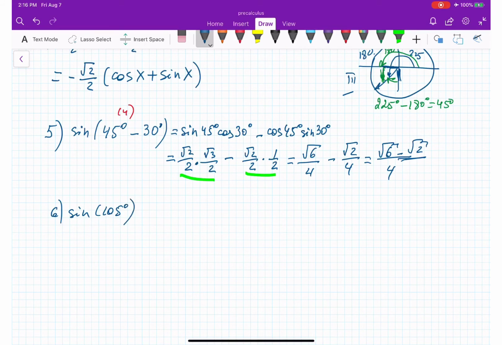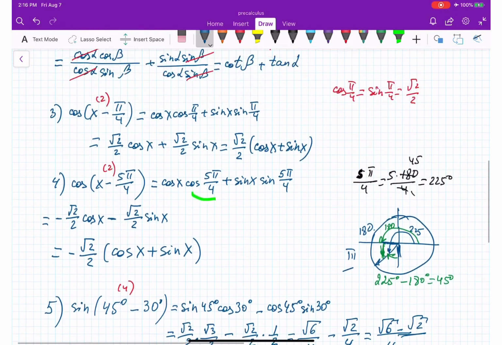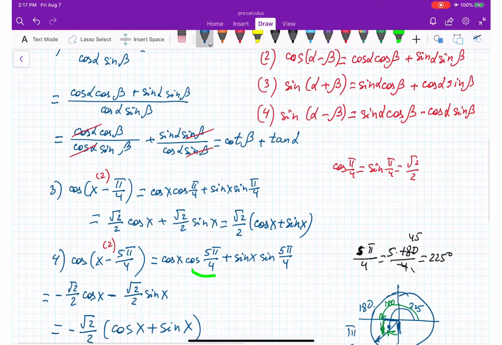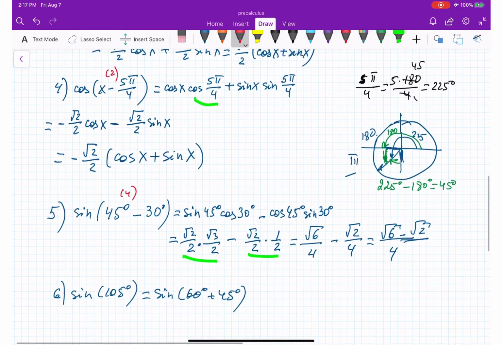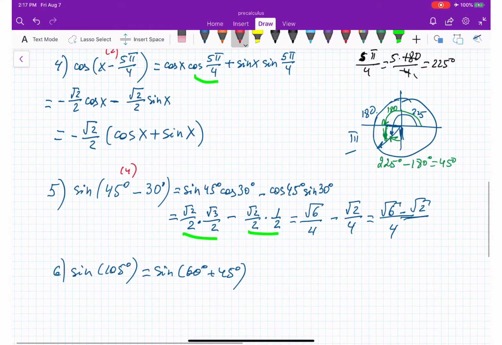So since we don't know how much is 105 degrees, but we can break down 105 as 60 degrees and 45 degrees. What a nice solution, right? So it is going to be sum of sine. Sum of sine is formula number 3. We're going to have sine alpha cosine beta, cosine alpha sine beta. So our alpha will be 60 degrees, beta is going to be 45 degrees.